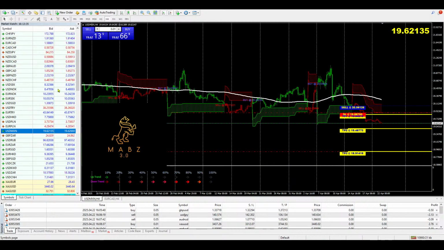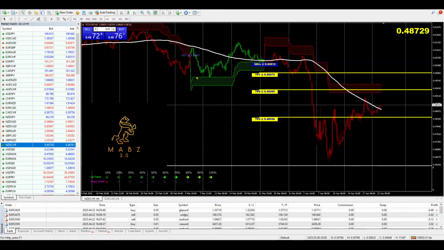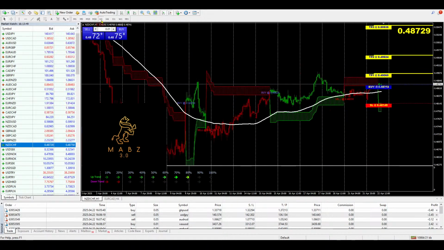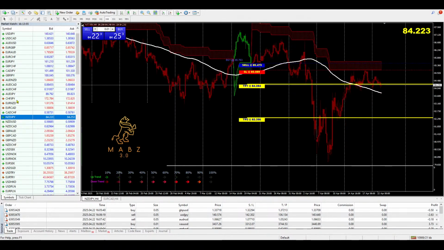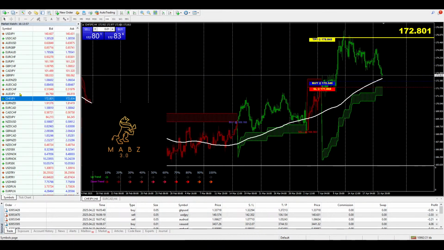Okay, let's move on. Let's see NZD, let's see what's going on. Okay, looks like the market's reversing. Now on the H1 chart it's looking good, but I'm skipping it right now. I think I opened up a lot of trades.